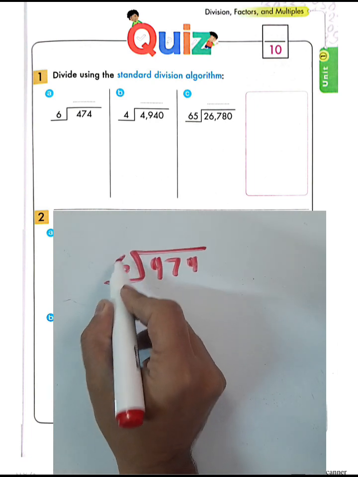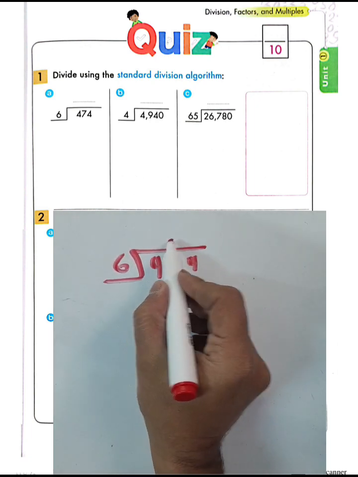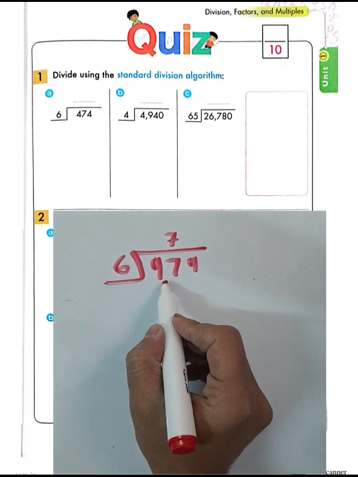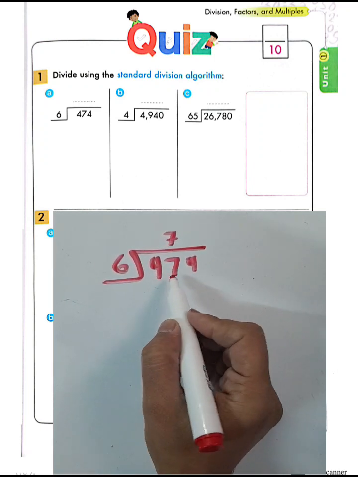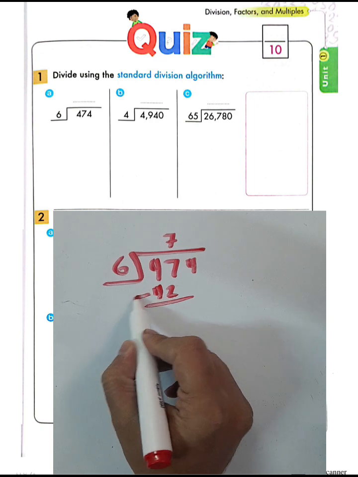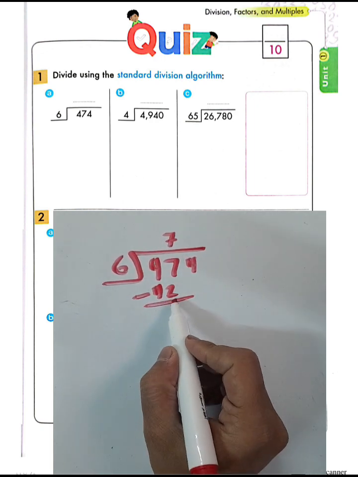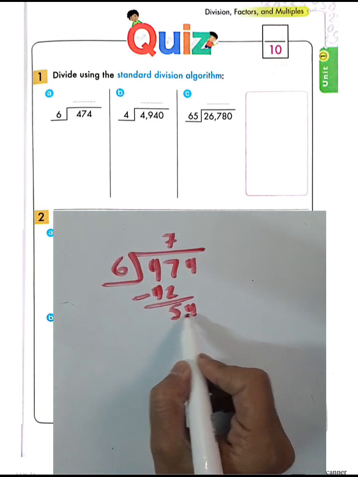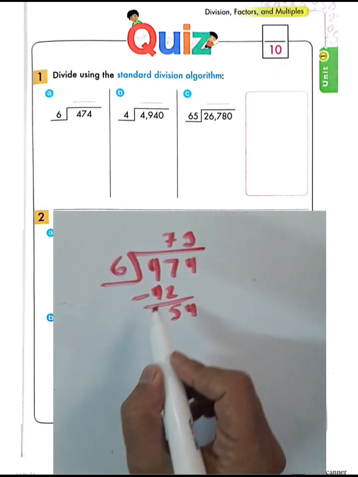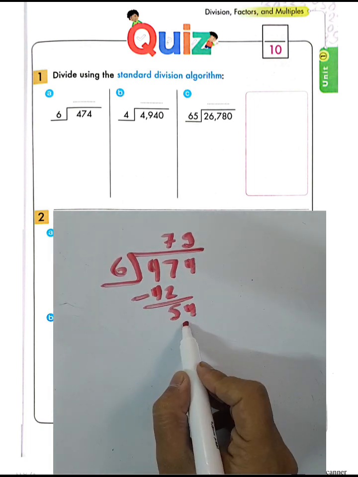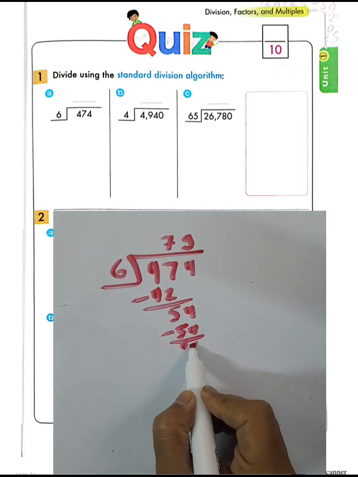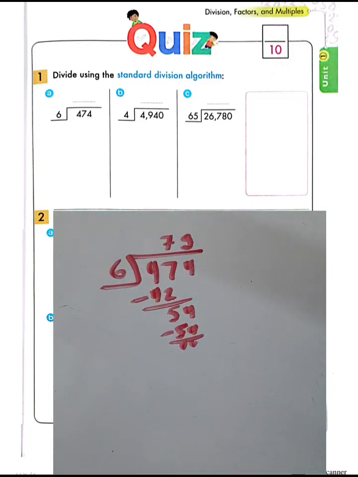474 divided by 6. 6 times 7 equals 42, the nearest to this number. Right here, 42. And then find the difference: 7 minus 2 is 5. And then drop 4. 54 divided by 6 is 9. 6 times 9 is 54. Then the result will be 79.